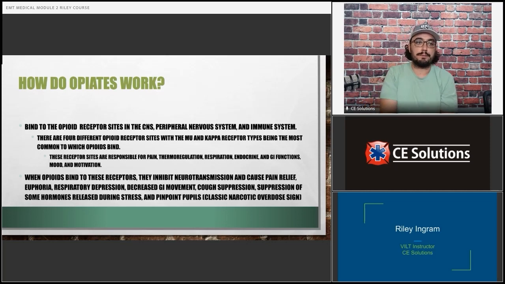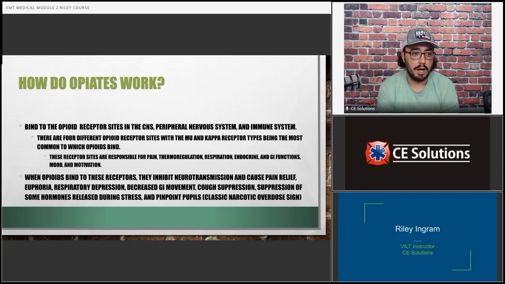How do opiates work? They bind to the opioid receptor sites in the CNS, peripheral nervous system, and immune system. There are 4 different opioid receptor sites, with the mu and kappa receptor types being the most common, which opioids bind to. These receptor sites are responsible for pain, thermoregulation, respiration, endocrine and GI functions, mood, and motivation.